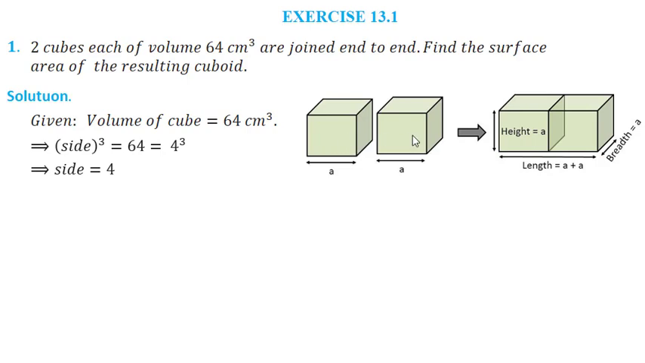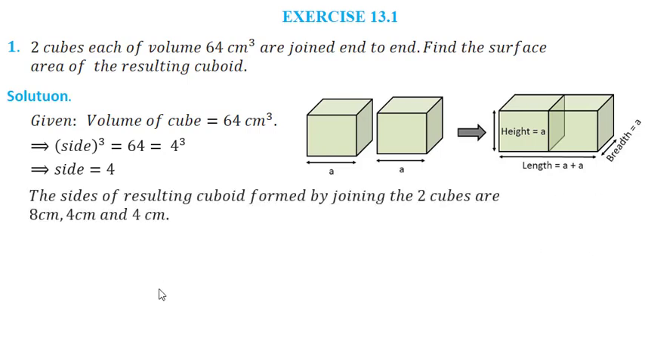Now I join these two cubes. So when they join, you will find something like this. Now this is a cuboid, as one side is different from the other sides. So here you can see that my length becomes 2 times the side. My side is 4, so it becomes 8. Breadth will remain 4 and height will also remain 4. So the sides of the resulting cuboid by joining two cubes are 8 centimeter, 4 centimeter and 4 centimeter.